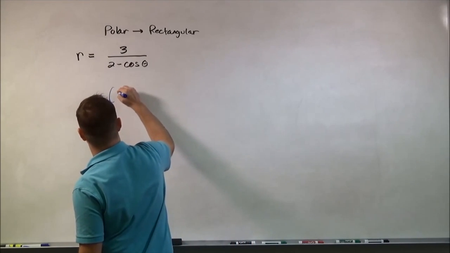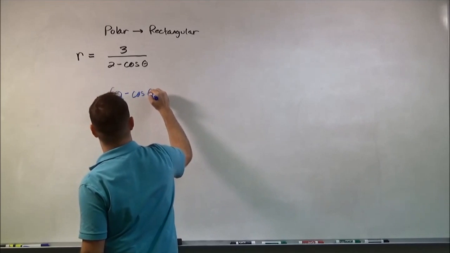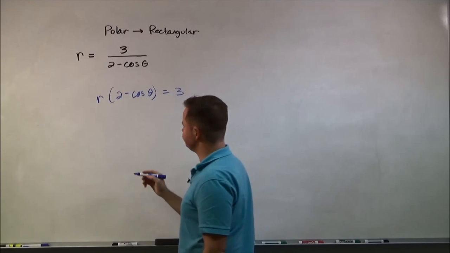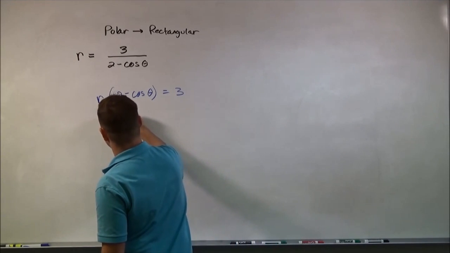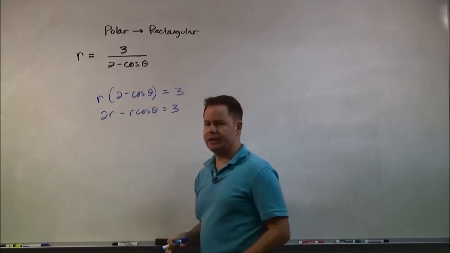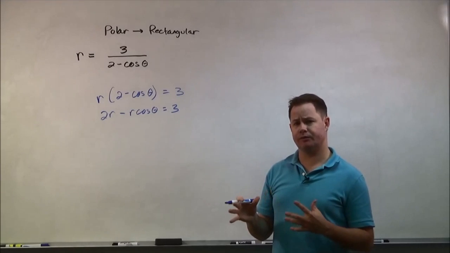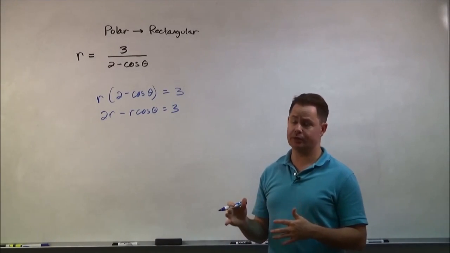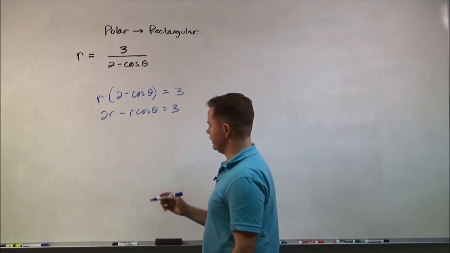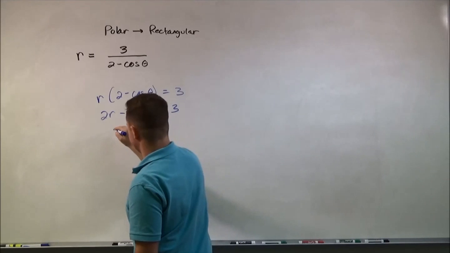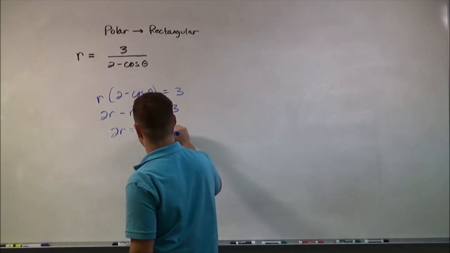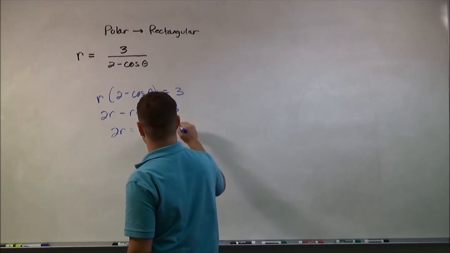So we'll have r times 2 minus cosine theta equals 3. And we can distribute that r to each term. So we'll have 2r minus r cosine theta equals 3. And then just like what we saw in the last example, which hopefully you watched, if not, feel free to click here and take a look. But what we want to do is try to get the r by itself. And in this case, to do so, we're going to move r cosine theta to the other side. So we'll have 2r equals r cosine theta plus 3.